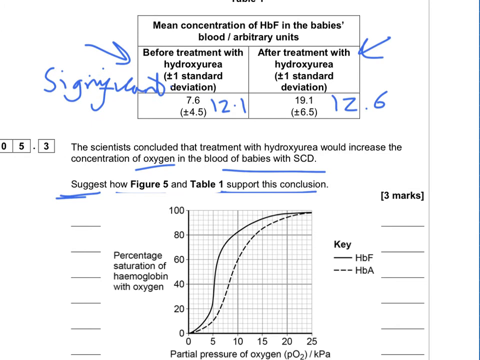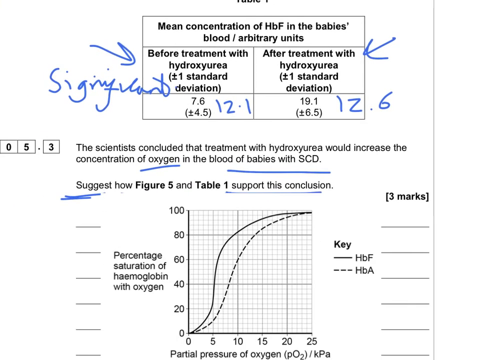For 3 marks then, first of all, we've said that there is a significant increase in HbF. That's the first thing to say from Table 1. From Figure 5, we can see that HbF has a higher affinity for oxygen, and you can see in the data as well. So the mean concentration of HbF in the baby's blood is higher, so there's a higher proportion of HbF in the blood, so more oxygen could be carried after treatment.